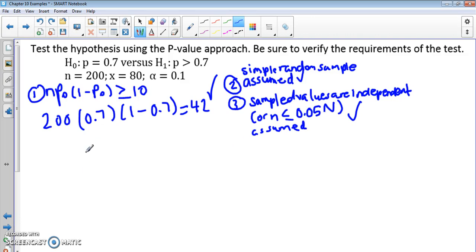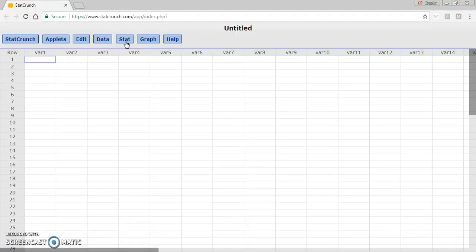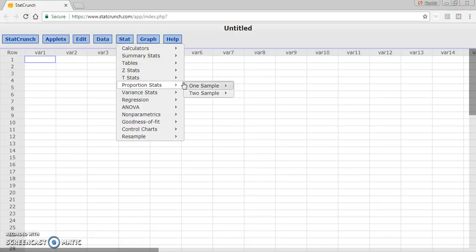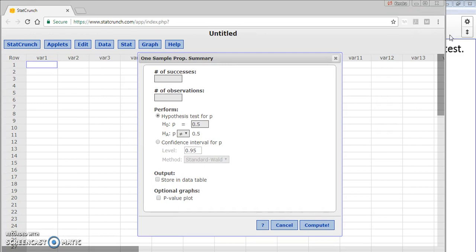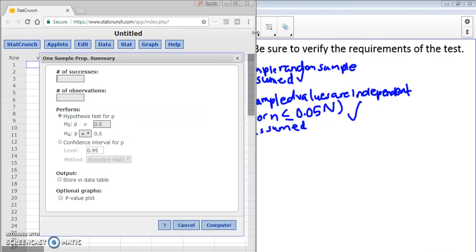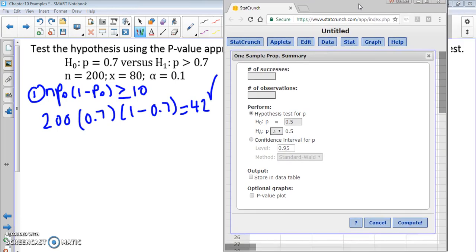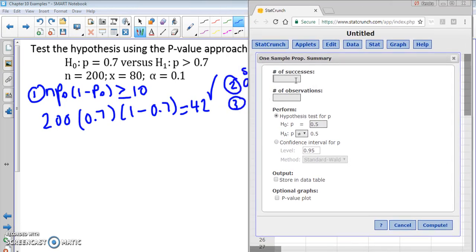So now what we're going to do is perform the test using the p-value approach. So I'm going to go into StatCrunch and type my information in. So let's do that. We're going to go Stat, Proportion Stats, One Sample, With Summary. Our successes are 80, our X value, and our number of observations, our sample size, is 200. And p is equal to 0.7.